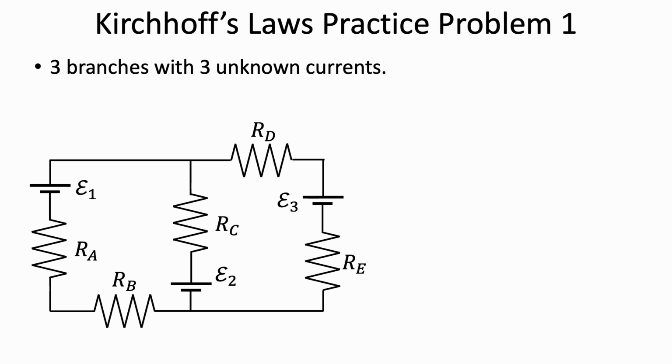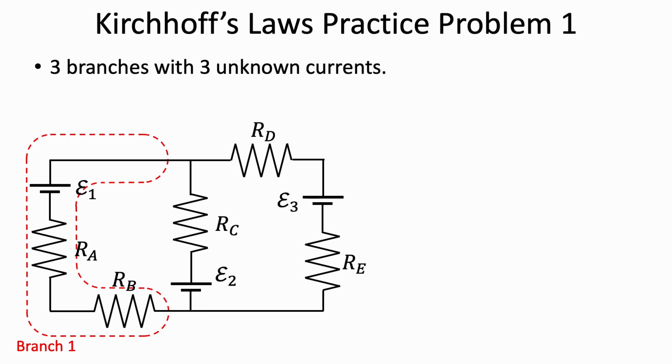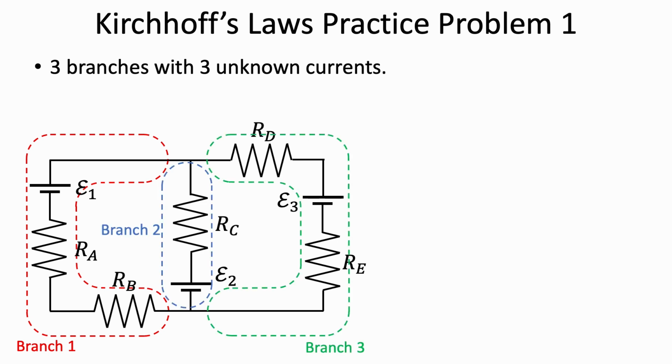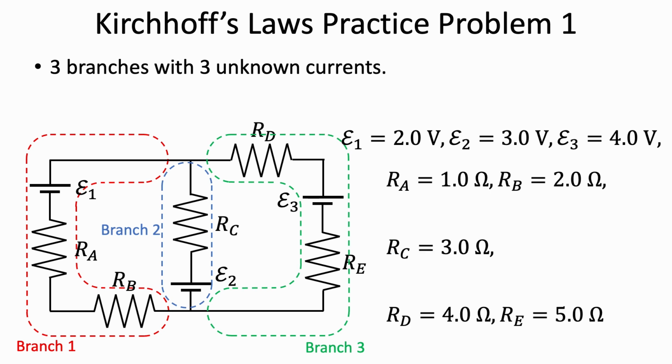I will call the branch on the left branch 1, the one in the middle branch 2, and the one on the right branch 3. We will assume that the 3 batteries have these values for their EMFs or voltages. We will also assume that the 5 resistors have these values for their resistances. Our goal is to find the 3 unknown currents.